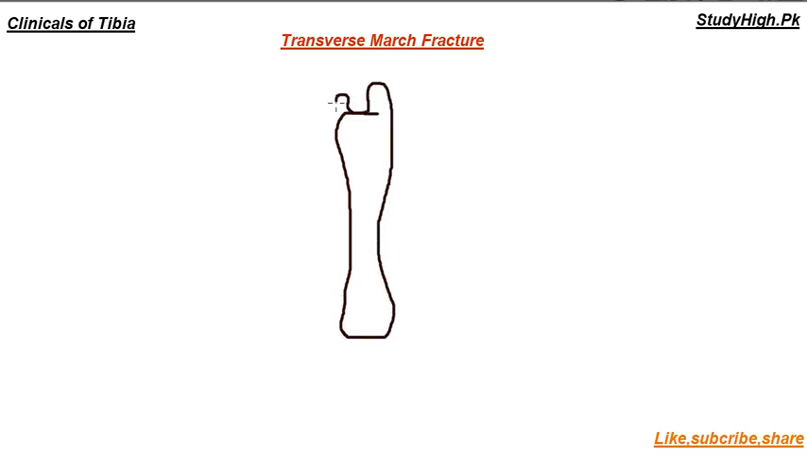Now we are going to discuss the next clinical of the tibia. First, here is your tibia bone. If you remember, it has three parts: upper one third, middle one third, and lower one third. Here is the upper one third, middle one third, and lower one third. First of all, you must know the site of fracture of the transverse march fracture, also called transverse stress fracture of the tibia. It occurs on the lower one third.